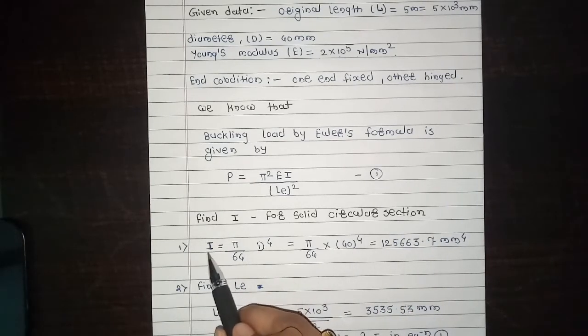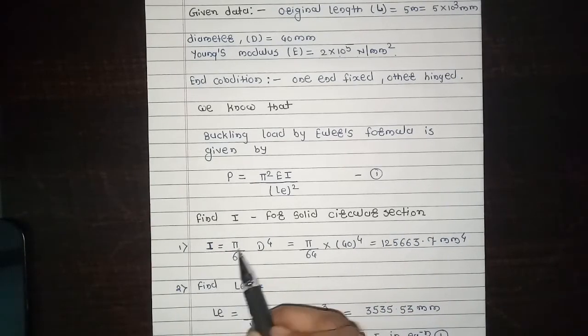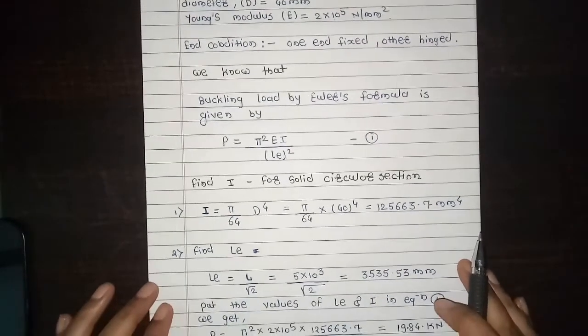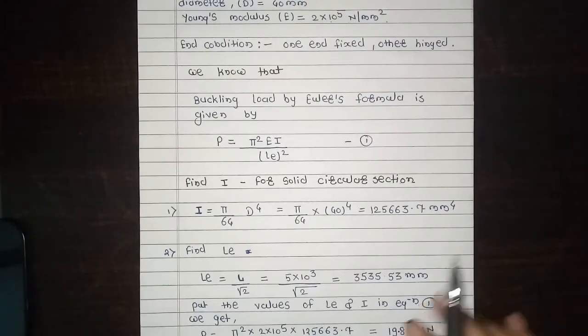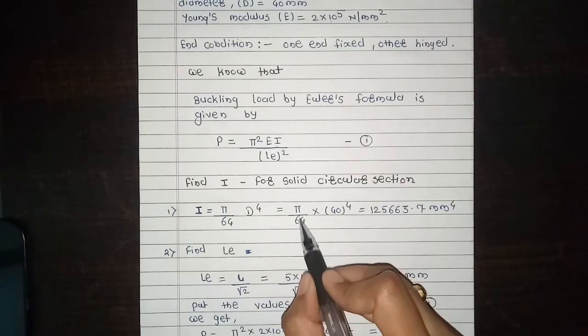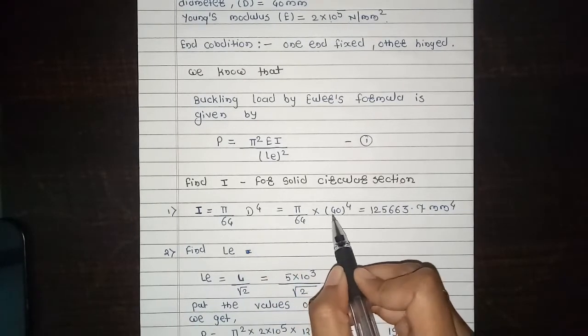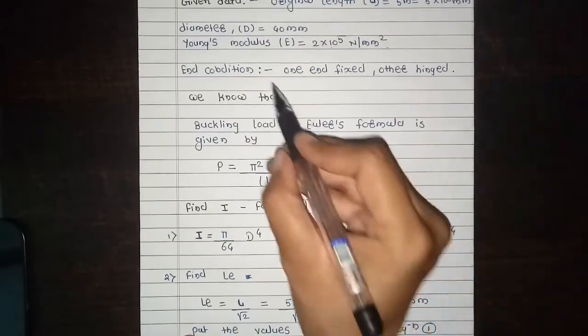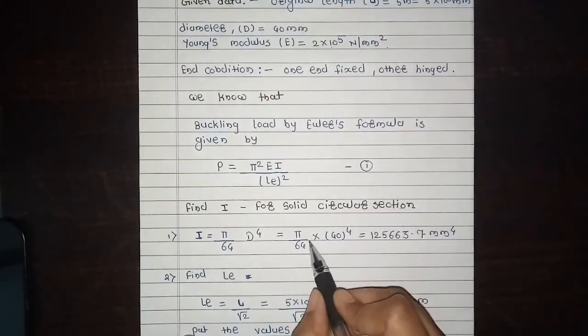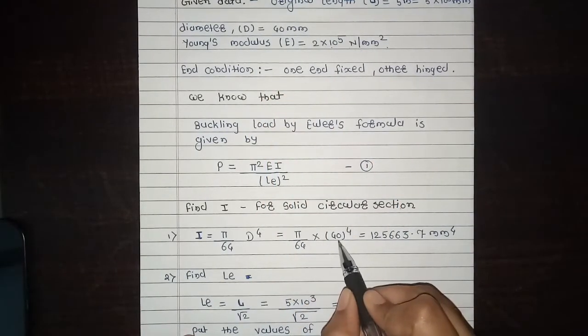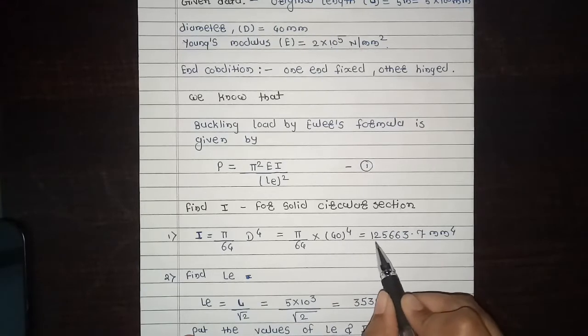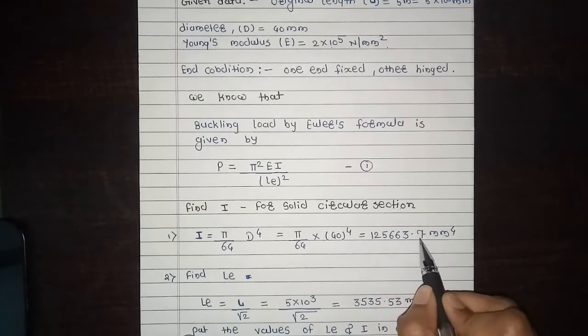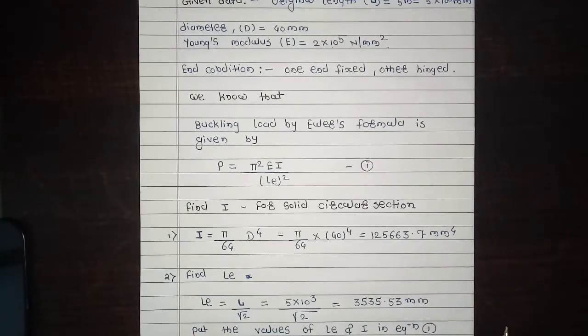So I is equal to pi by 64 into d raised to 4. So put the value of d, pi by 64 into 40 raised to 4. The value of d is 40. Pi by 64 into 40 raised to 4, then we get 125,663.7 mm raised to 4.